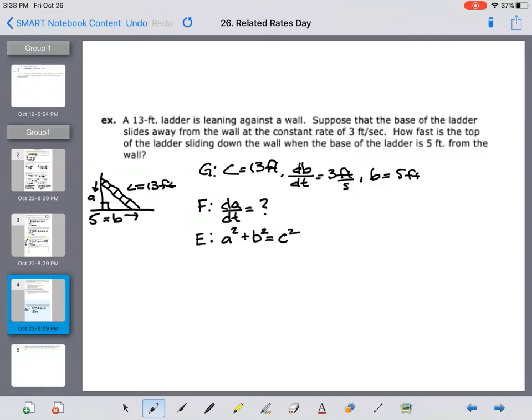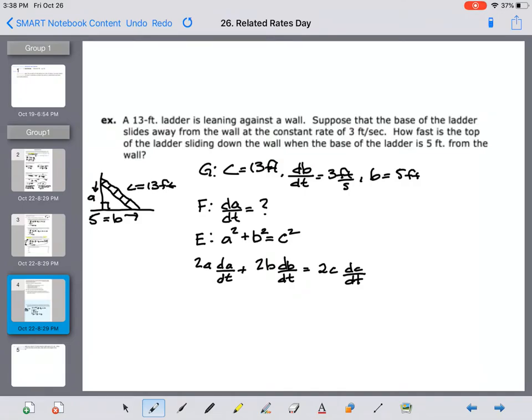Okay, so now it's all about figuring out what the derivative is, because that's what we're looking for. So I'm just going to differentiate my Pythagorean theorem. So I'm going to get 2a, and we're taking this with respect to time. Remember our units here, that seconds tells us we're taking the derivative with respect to time. So I'm going to get dA/dt, because of our nice implicit differentiation and our chain rule there, plus derivative of b squared is 2b dB/dt, good old implicit differentiation, equals 2c dc/dt. Okay, so we got our derivative.